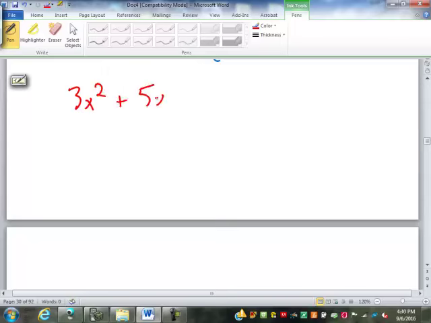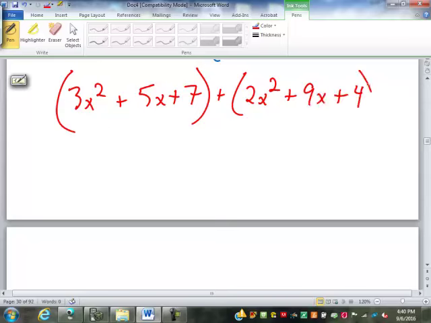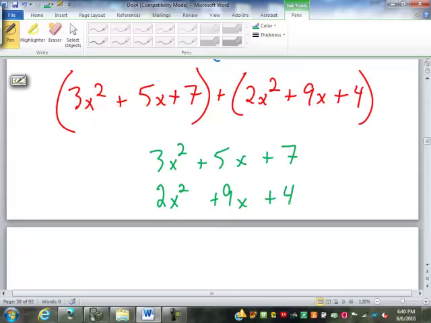So if I have something like 3x squared plus 5x plus 7, and I want to add to that 2x squared plus 9x plus 4, I'm going to set that up just like I would any whole number. Now I am adding down my columns. I can start from the right and work my way back to the left. It really doesn't matter with algebraic numbers, but we'll stick to what we're used to.